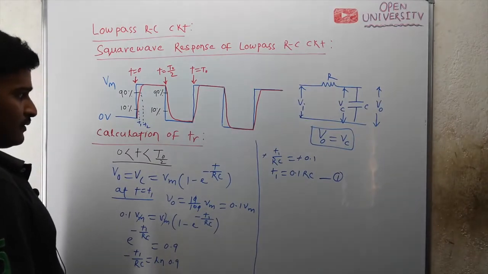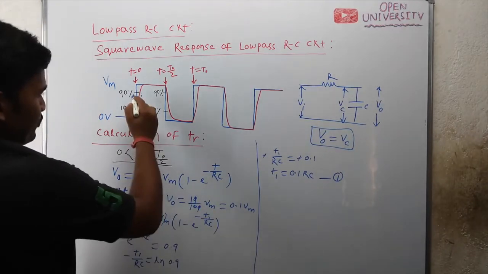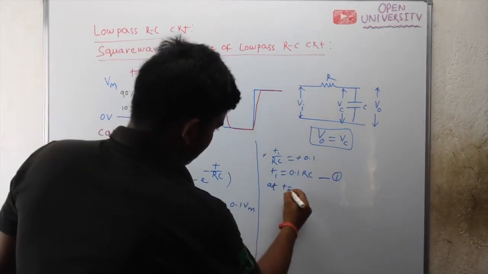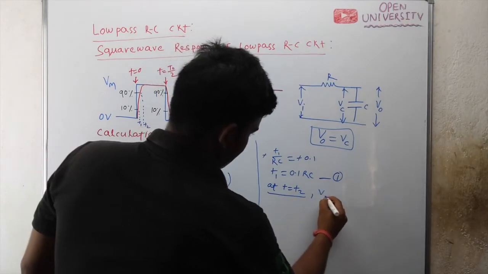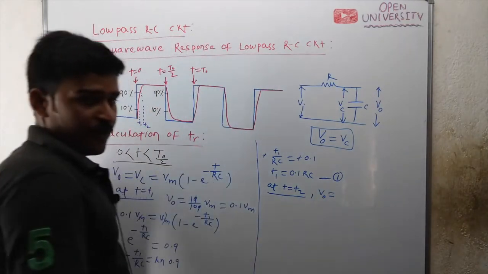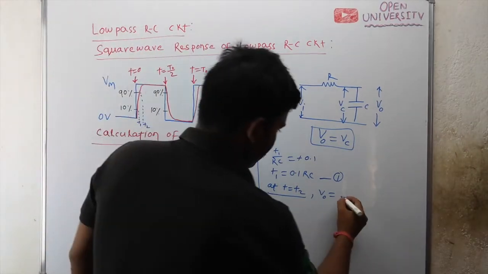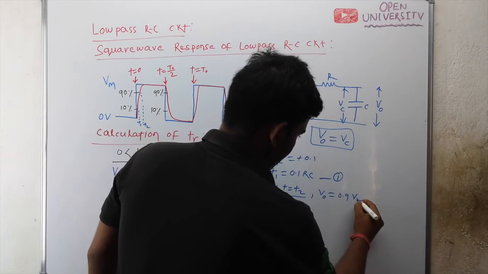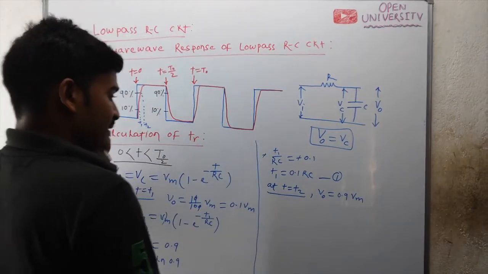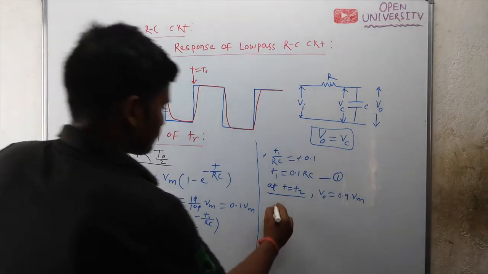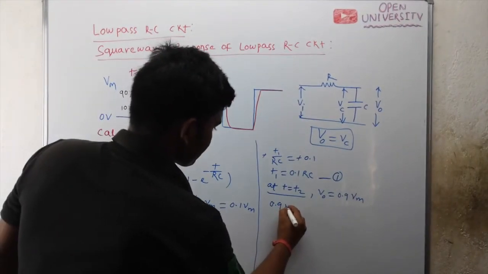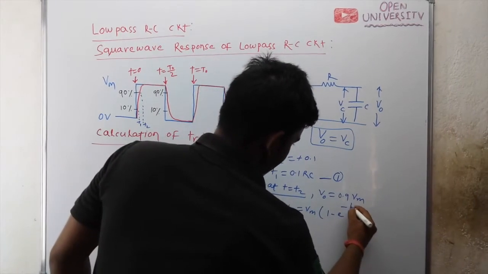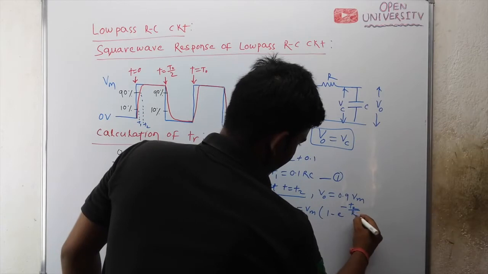Similarly, at T equal to T2, what is the output voltage? At T equal to T2, output voltage is 90% of maximum value of output, that is 0.9 times Vm. If you substitute this value, then 0.9 times Vm equal to Vm into 1 minus e power minus T2 by RC.